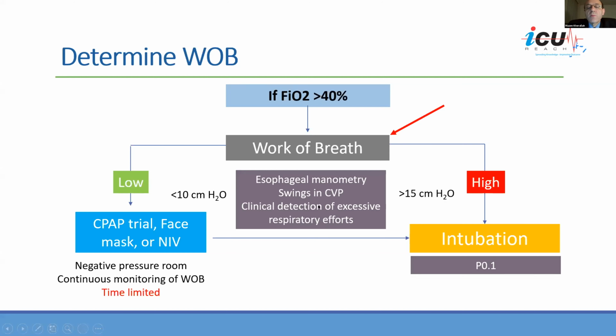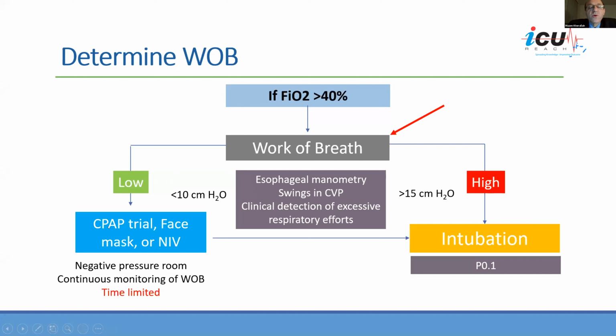But this is also not available all the time, and you're left with a clinical detection of excessive respiratory efforts. Take a look at the patient, see the respiratory rate and how deep the patient is inhaling, and you have an estimate of the intrathoracic pressure. In general, if that intrathoracic pressure is less than 10 centimeters of water, the work of breath is low. If the patient is using accessory muscles, like what we learned from asthmatic patients, with deep breathing, this is more than 15 centimeters, that work of breath is high and may be injurious to the lungs.